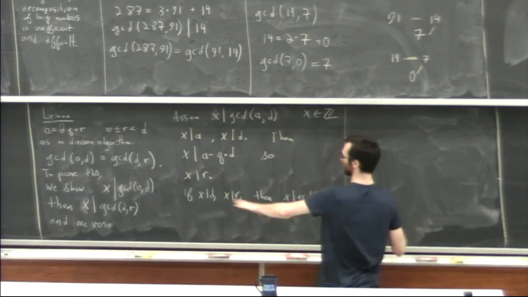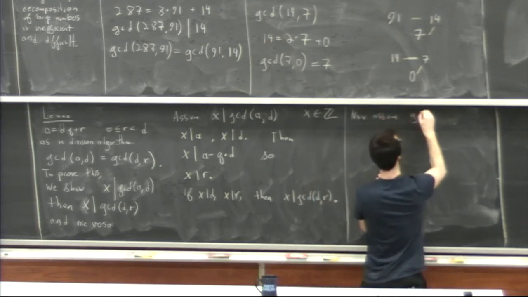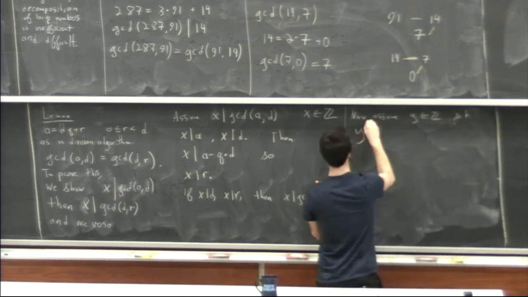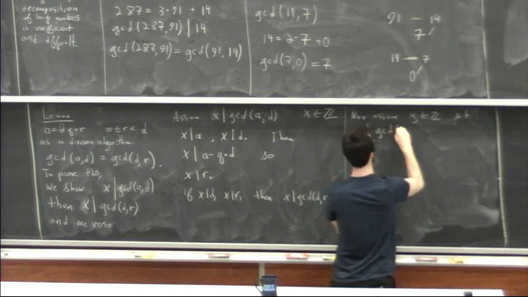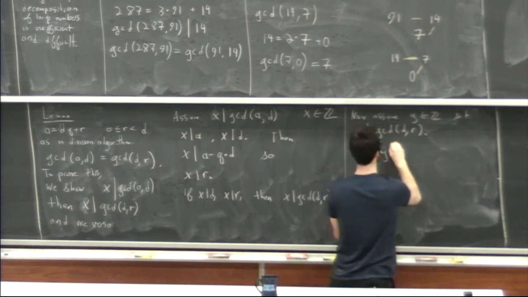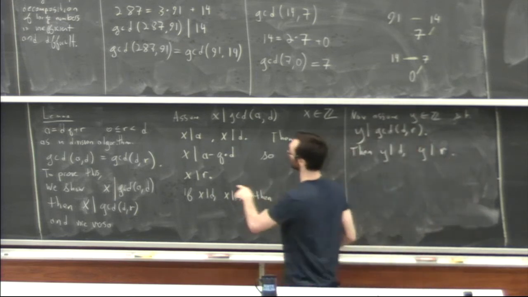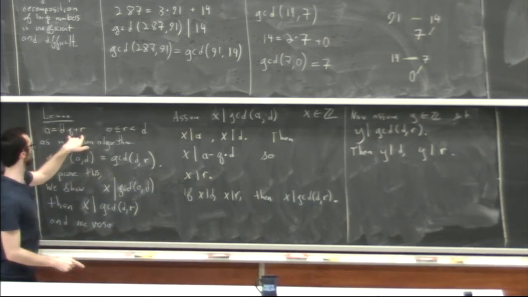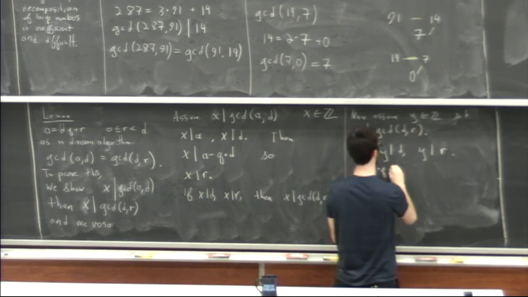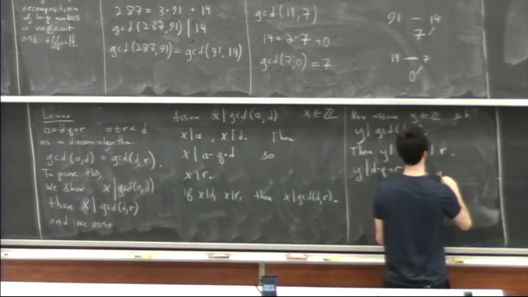Now we need to show the other direction. Now assume y in Z is such that y divides GCD of D and R. Then y divides D and y divides R. But if y divides D and y divides R, then y divides D times Q plus R for any integer Q. So y divides A.